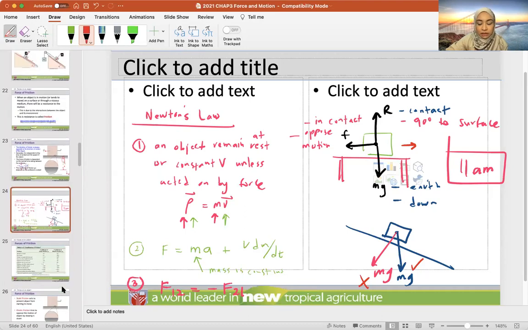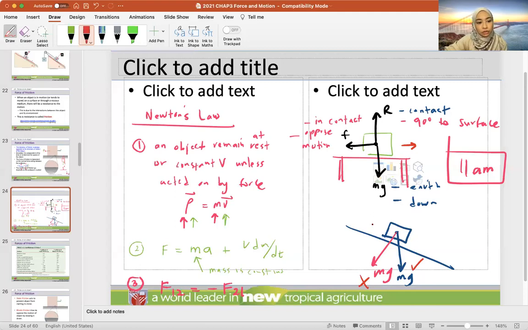Kita nak belajar pasal friction now, friction in detail. So we talked about gravitational force or our weight. We talked about friction force and we talked about reaction force. And also we learned that these are all external forces, meaning to say that they happen outside of the body or outside of the object, right?